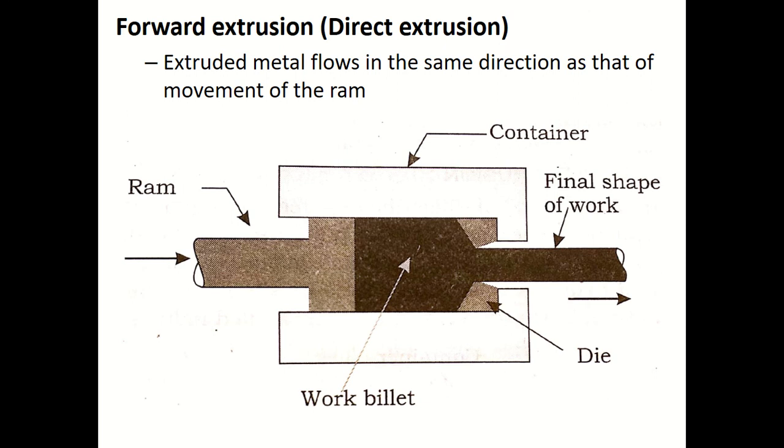Initially, the billet is heated first, and the heated billet is placed inside the container portion of the equipment. The ram is moved to apply pressure on the billet, and the metal is extruded through the die. This is how it happens. This is a forward extrusion. Here the extruded metal flows in the same direction as the movement of the ram. The ram is moving in this direction, and the metal flows in the same direction.